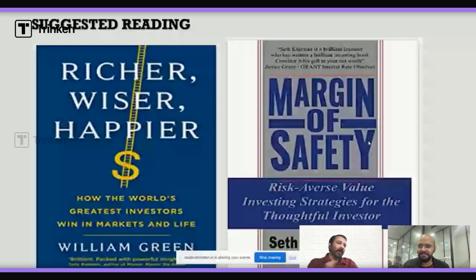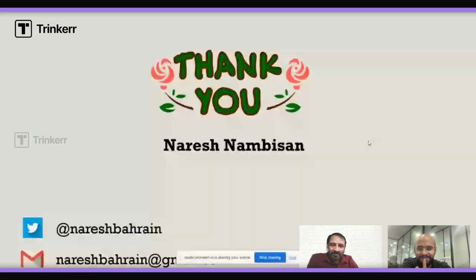Another book is Margin of Safety by Seth Klarman. But unfortunately, this is not in print now. I should not be saying, but it is available freely. PDF copies are available freely. So anybody who wants to read about margin of safety can pick it up from somewhere on the net. I think that's all from me. Vishu, I think you can come back on.